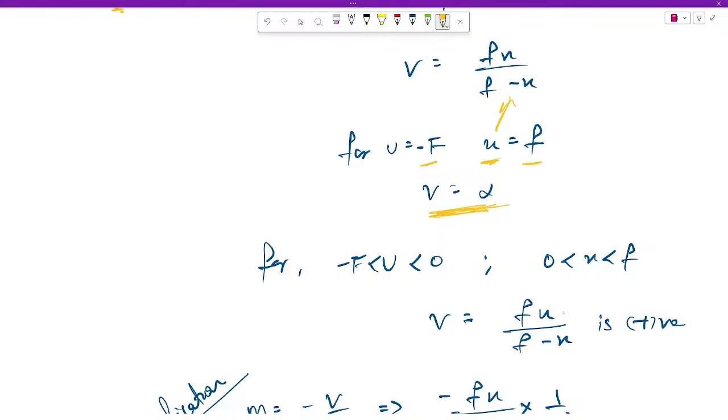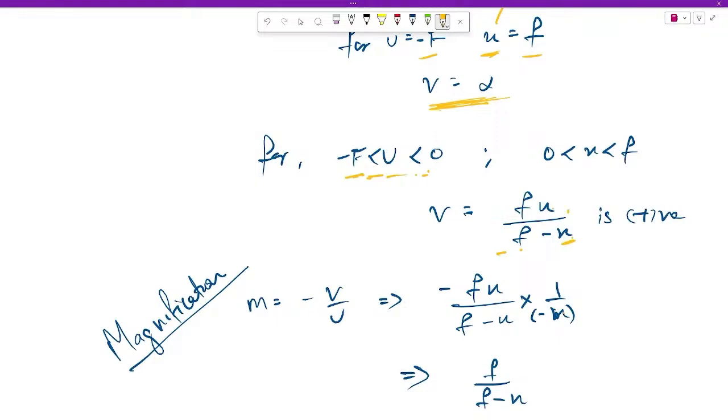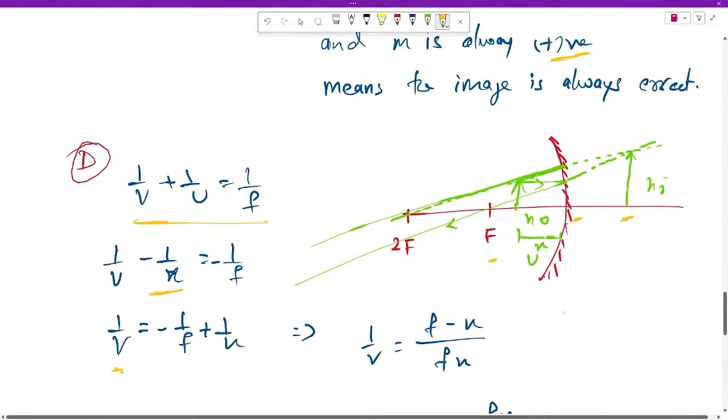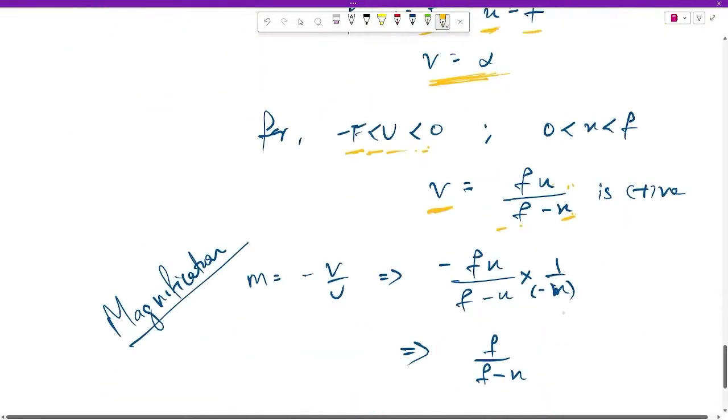Now for the case when u is between f and 0, or the object is between focus and the pole, we will get a value of v as positive, because x will always be less than focus in magnitude. Thus both terms are going to be positive, thus v is going to be positive. And if v is positive, the mirror will always form the image on the right side of the mirror. That's why we can say that the image will always be virtual.